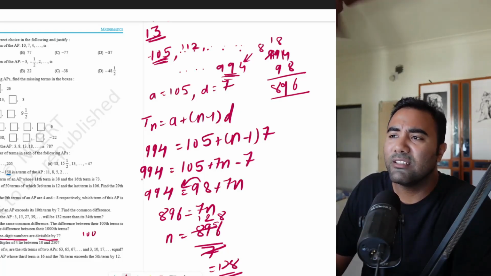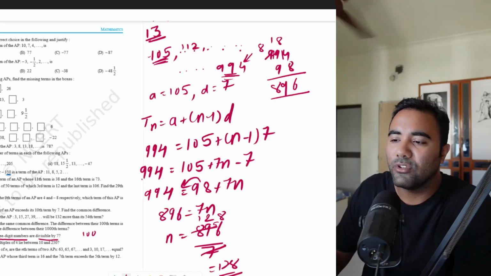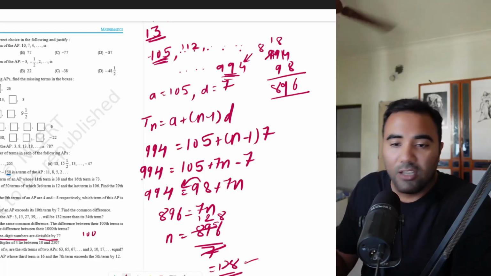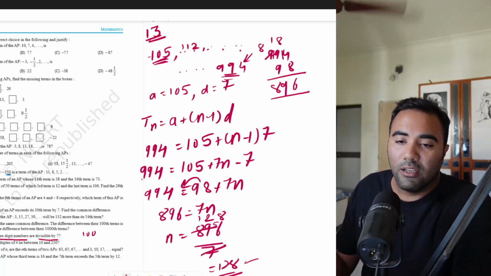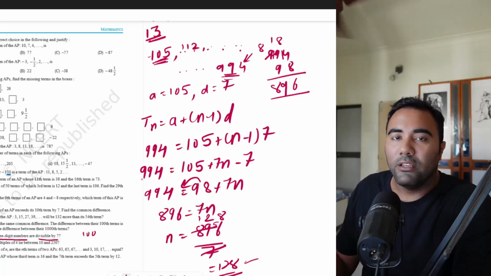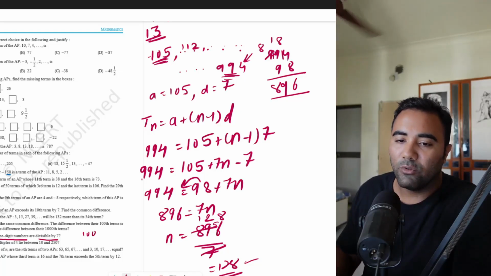Now we simply calculate the position of this number. The position of this number is 128. So the total numbers are 128. Let's try the 14th question. It's very similar.